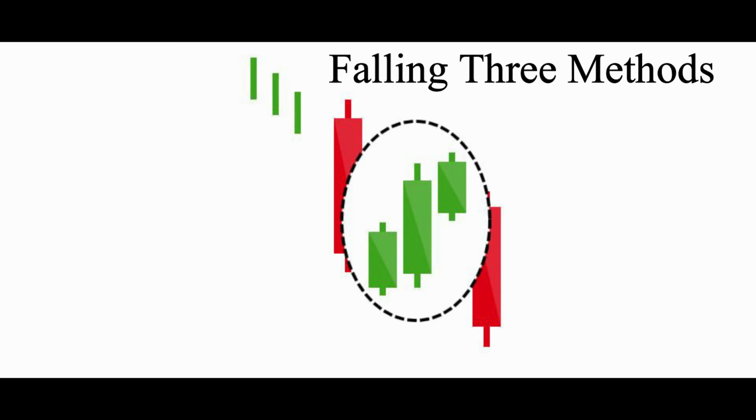Following are three methods used to predict the continuation of a current trend, be it bullish or bearish. The bearish pattern is called falling three methods, formed of a long red body followed by three small green bodies and another red body. The green candles are all contained within the range of the bearish bodies. It shows traders that the bulls do not have enough strength to reverse the trend.